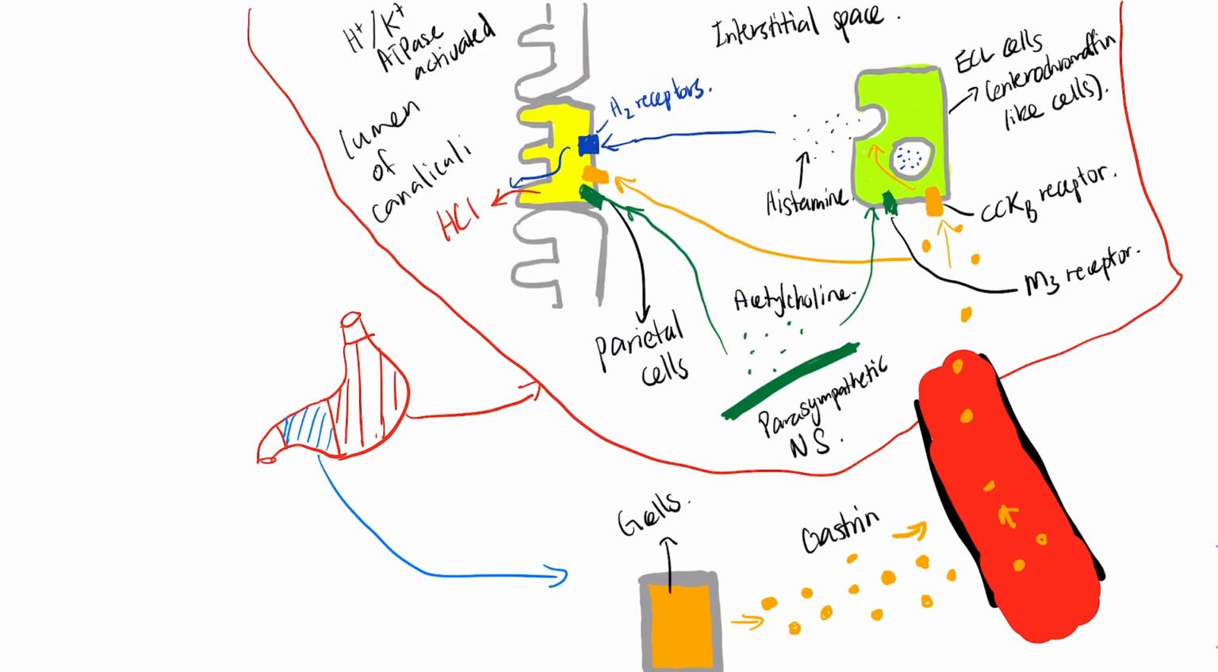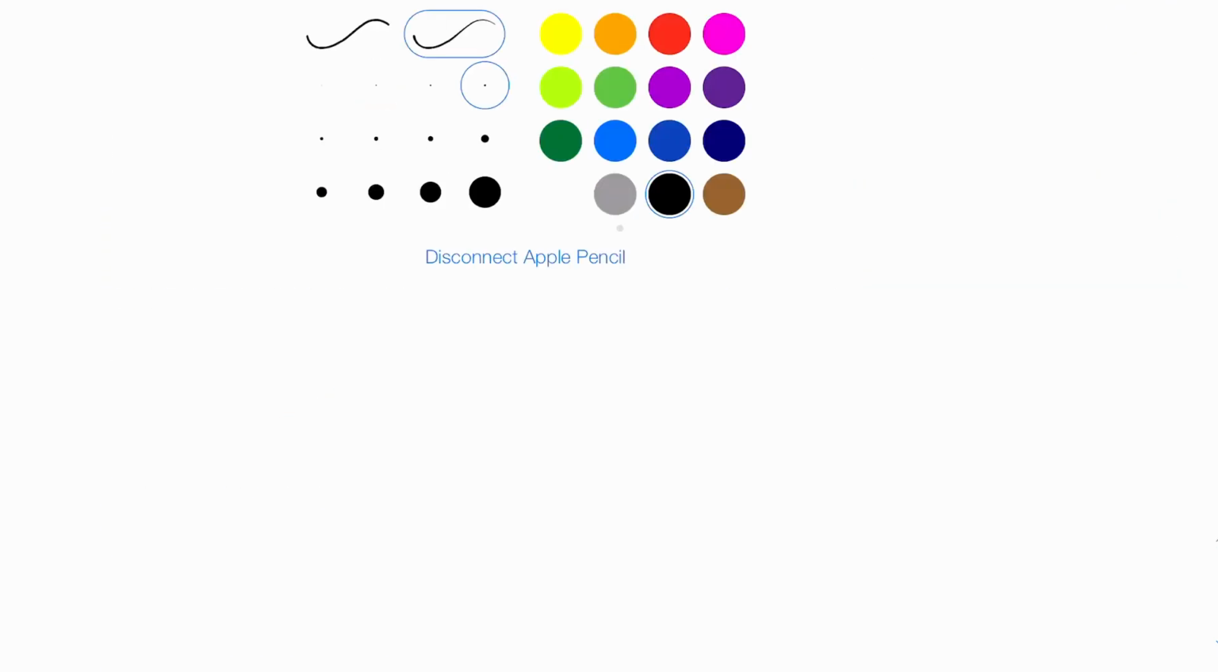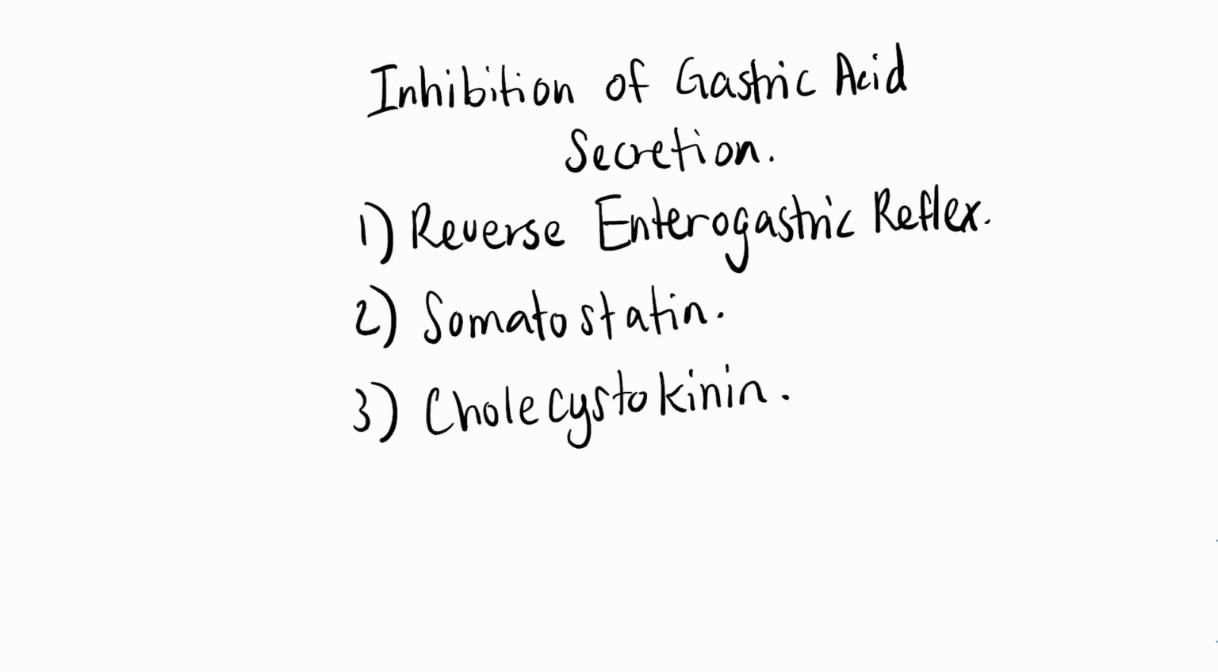Due to these three stimulants, the proton pump hydrogen potassium ATPase can be activated, which is the driving force of hydrochloric acid secretion. Within the regulatory process, there are always stimulants and inhibitors. There are three main inhibitors of the gastric acid secretion: the reverse enterogastric reflex, the hormone somatostatin, and cholecystokinin.